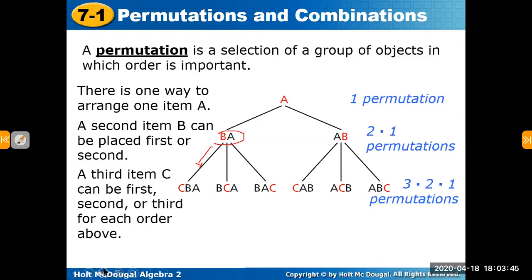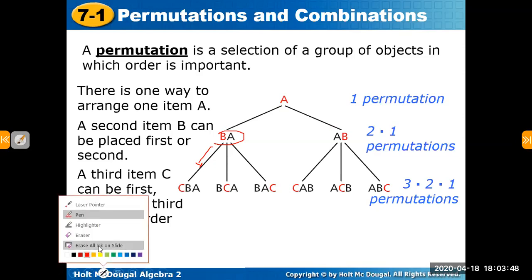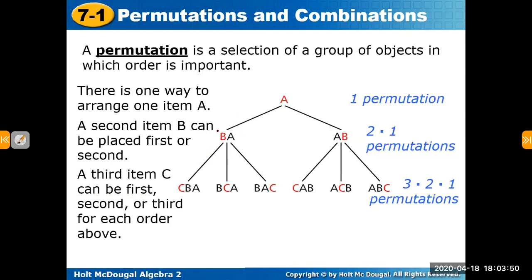So there are 3 choices per condition. So 3 from here and then 3 from here. So a total of 6 choices. When you try to write it as numbers, we get 1, then 2 multiply 1, then 3 multiply 2 multiply 1. And if we have 4 objects, it will be 4 multiply 3 multiply 2 multiply 1, and so on.